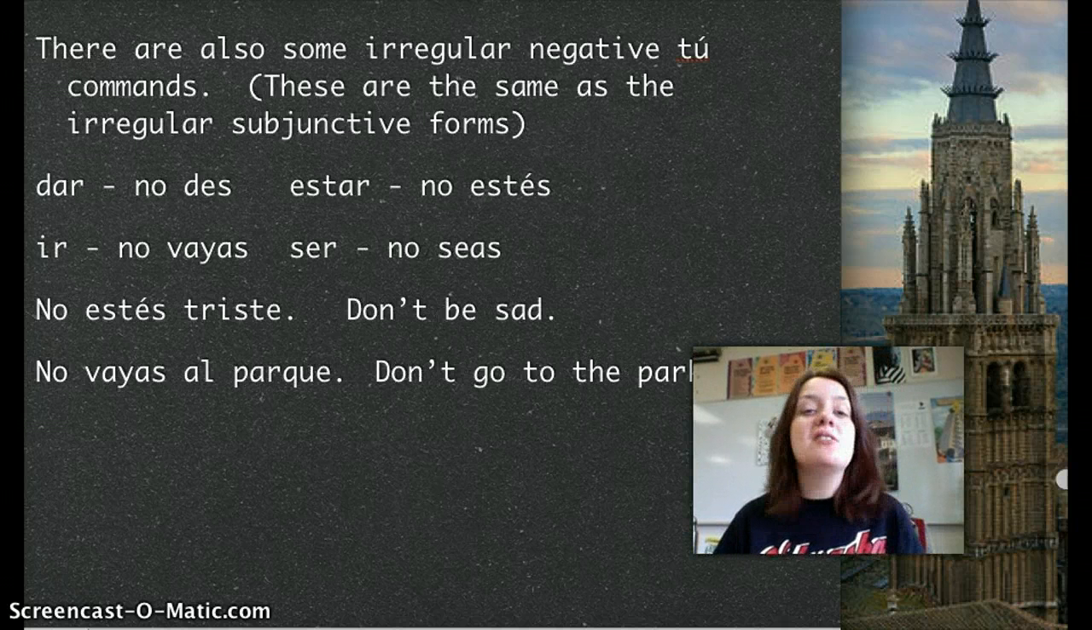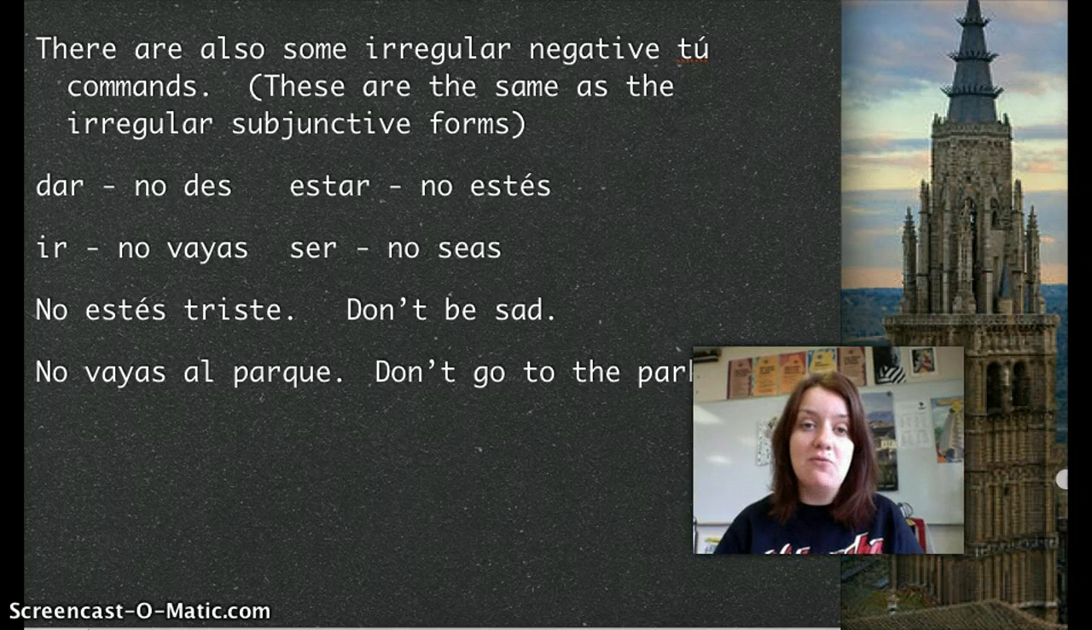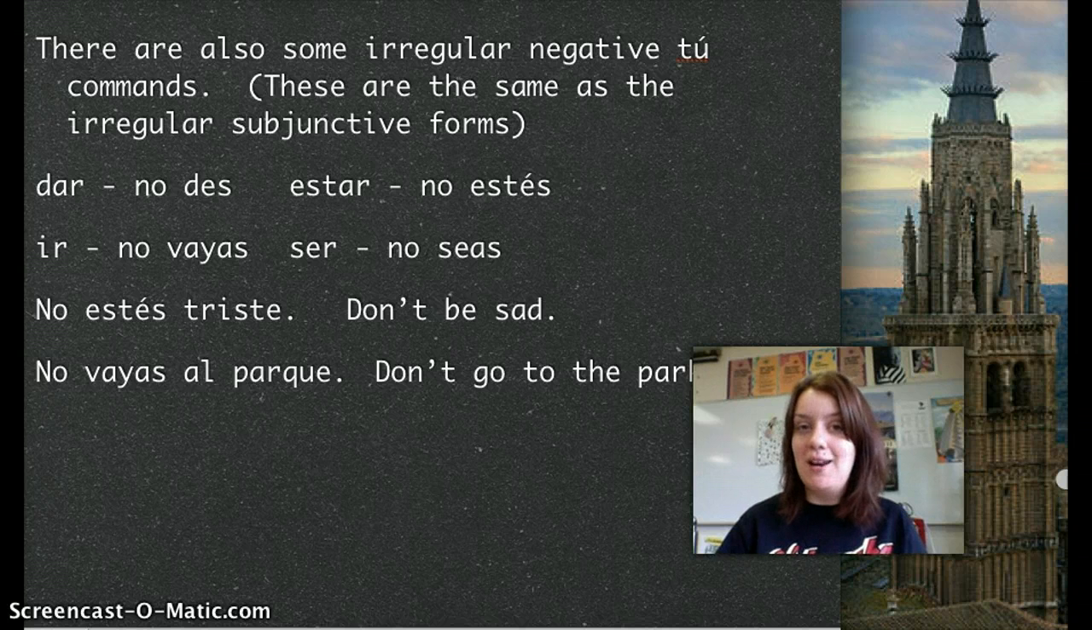There are some that are just irregular in the negative command form. So they're the same as the irregular subjunctive forms. Saber is one, but that doesn't necessarily make sense as a command because saber means to know. So it would be weird to tell someone not to know something, because if they know it already, they just know it. So that one's not listed here, but it is irregular in the subjunctive and the command form. The verb dar, to give, goes to no des, estar, no estés, ir, no vayas, and ser, no seas.